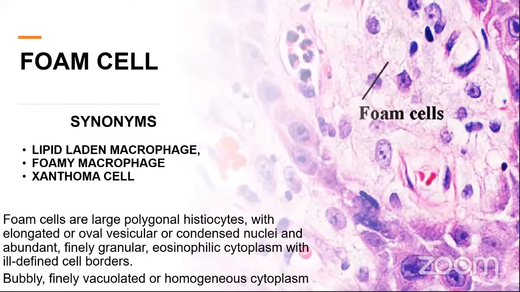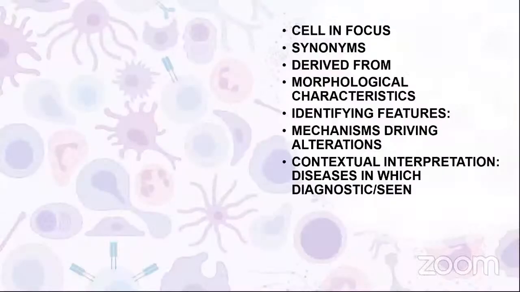foam cell. Now, foam cells are also known as lipid-laden macrophages, foamy macrophage, or xanthoma cells, and these are histiocytes. They have elongated or oval vesicular or condensed nuclei, a finely granular or vacuolated or a bubbly type of cytoplasm with ill-defined cell borders. So moving on to the foam cell, the same headings that we will be looking at.